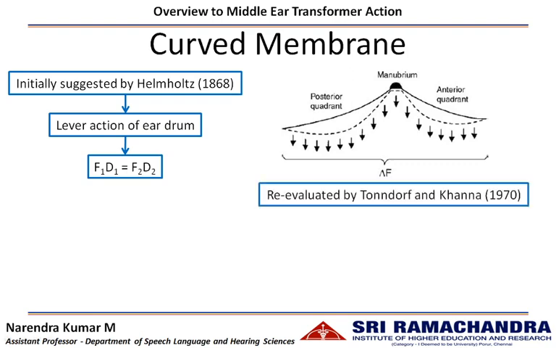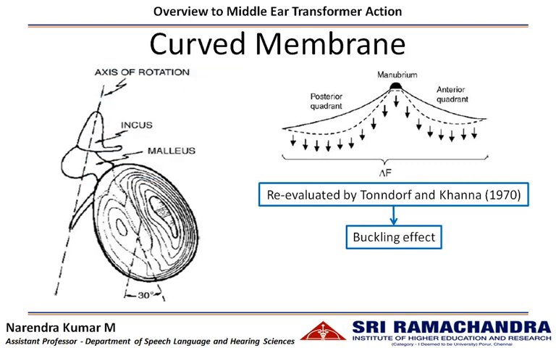This contribution of the tympanic membrane to the middle ear transformer action was re-evaluated by Tonndorf and Khanna in 1970, where they coined the term buckling effect. They found that the manubrium attachment makes two regions of vibration for any sounds below 1500 Hz. They found that the tympanic membrane does not vibrate as a single unit, rather it vibrates as two different units due to the attachment of the manubrium.